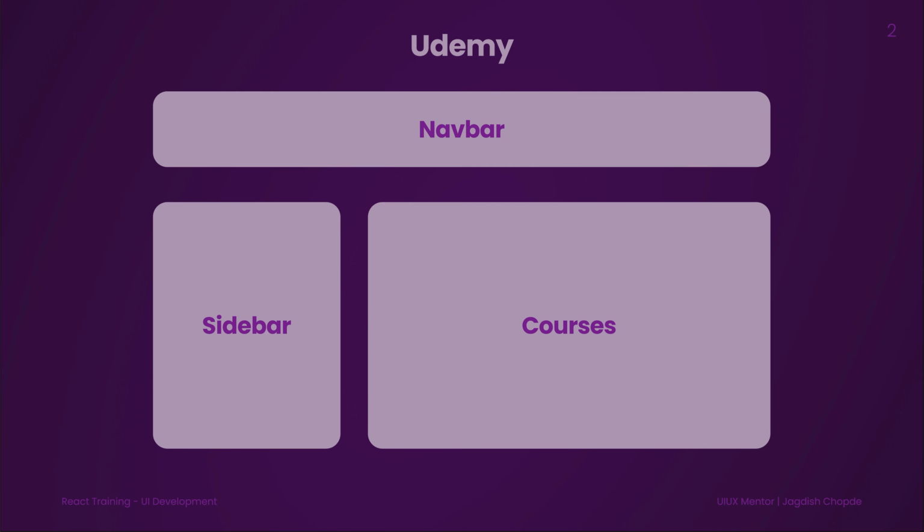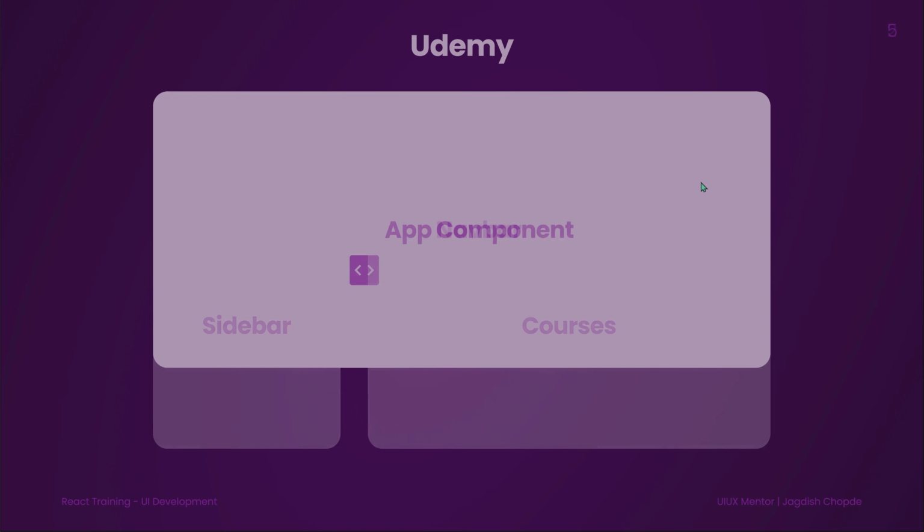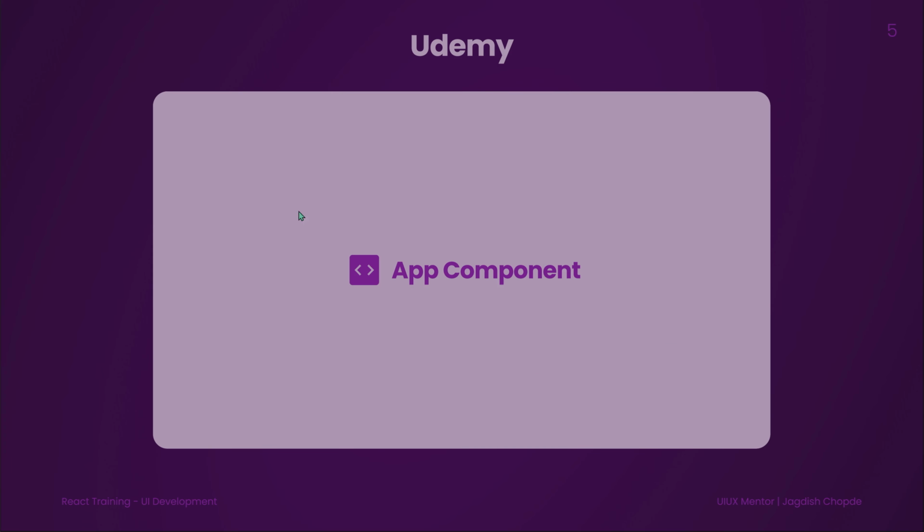Now let's consider that we are building one application similar to Udemy. Now here, this application will be typically divided into three sections. The first one is navbar, a sidebar, and the main courses section. Now let's consider that we are planning to develop this application by using React library. Now for this, we can create a single component called app component, which will be our main component. And in that, we can include all those navbar, sidebar, and courses content.